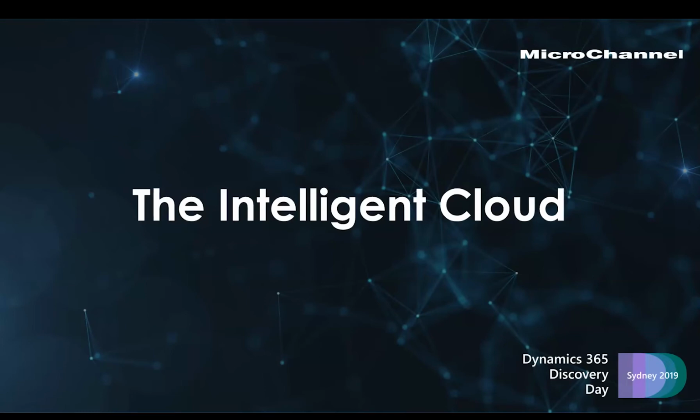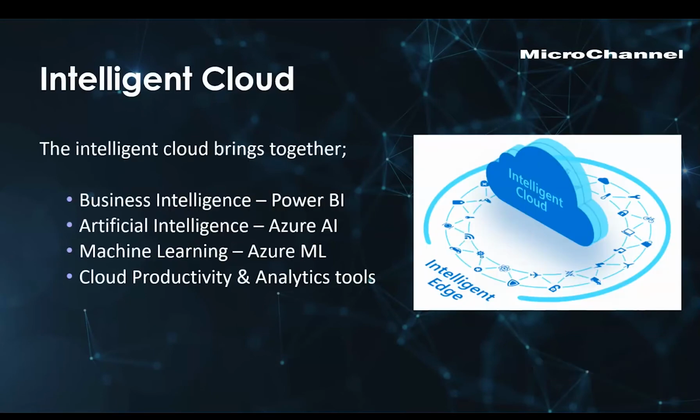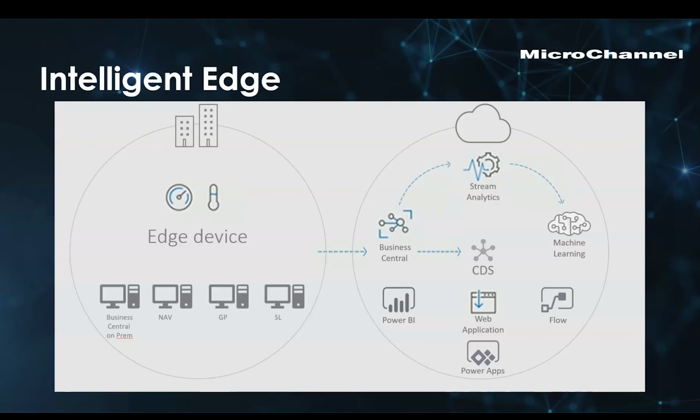So firstly, let's cover what is the Intelligent Cloud. The Intelligent Cloud is simply bringing together business intelligence through Power BI, artificial intelligence through Azure AI, machine learning through the Azure Machine Learning Studio, and many other cloud productivity and analytics tools. So the Intelligent Cloud also has a concept called the Intelligent Edge, and an edge device is pretty much anything that sits outside of your core applications.